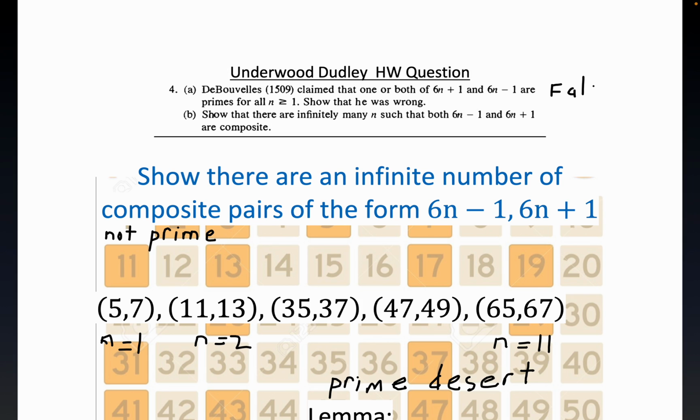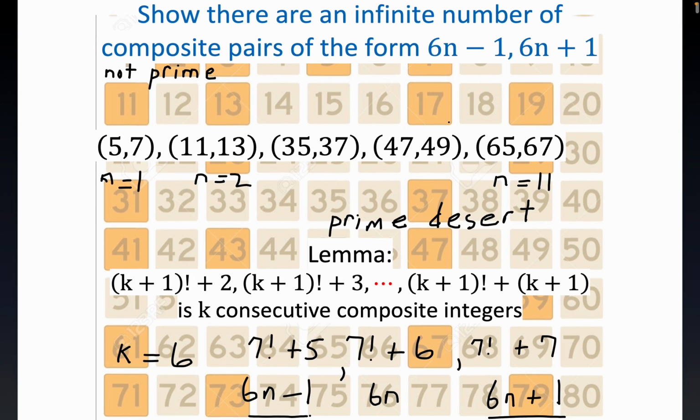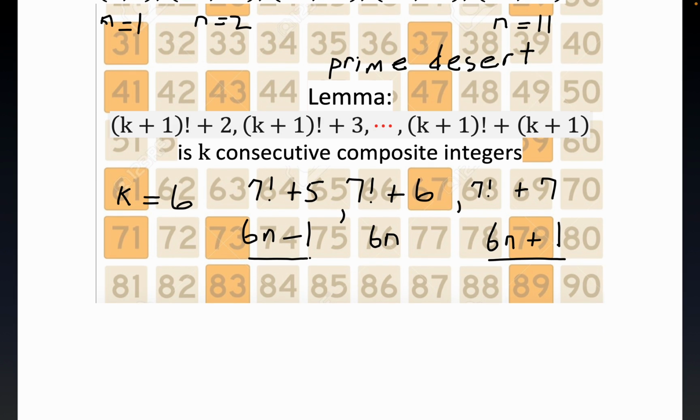Okay, but they want to go a step further. Dudley wanted to go a step further. He said, show there are infinitely many such n such that blah, blah, blah, right? Okay. Well, guess what we do there? The very same kind of thing would happen for k equals 7, right?